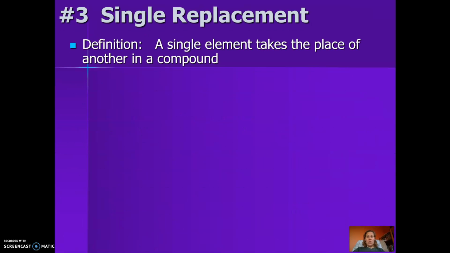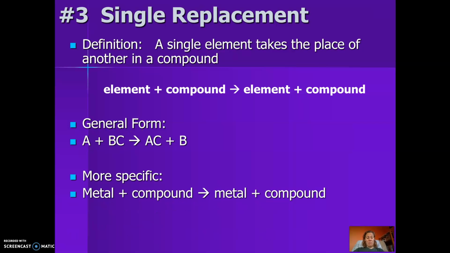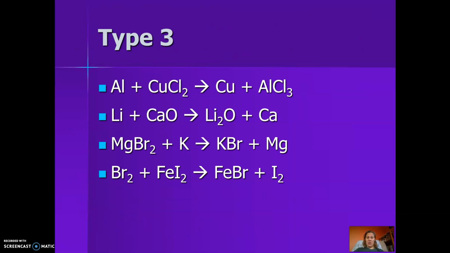Single replacement. You have a single element taking the place of another in a compound. Element plus compound equals element plus compound. Again, in the general form each letter is an element or ion. A takes the place of B in the compound, and you can write that B plus AC. It doesn't matter what order they're written in. That single element takes the place. To be more specific, it's a metal plus a compound makes a metal plus a compound, is really what happens.